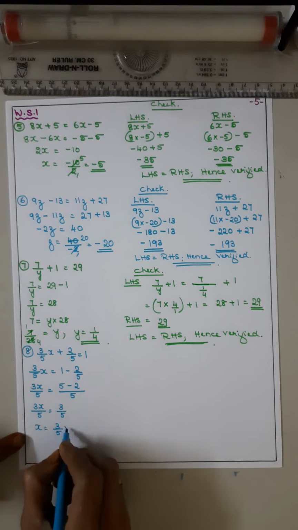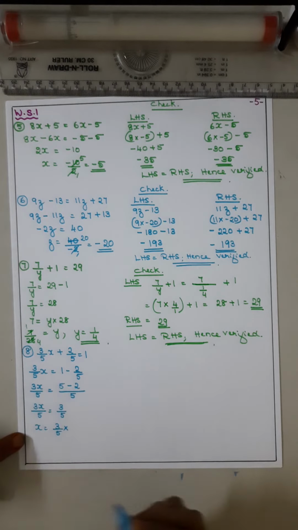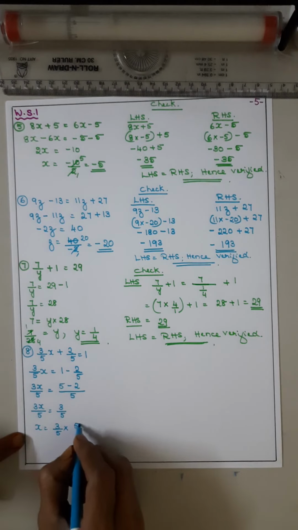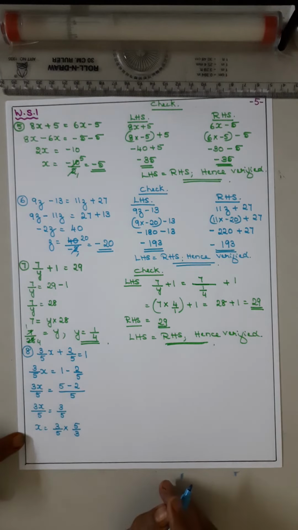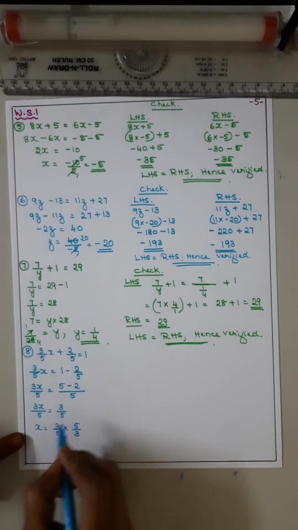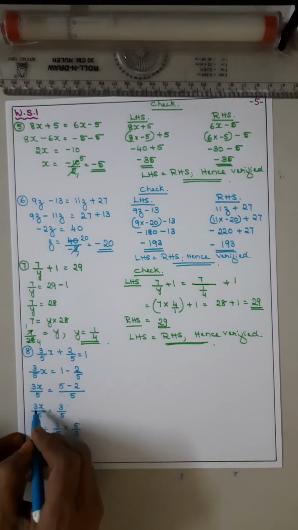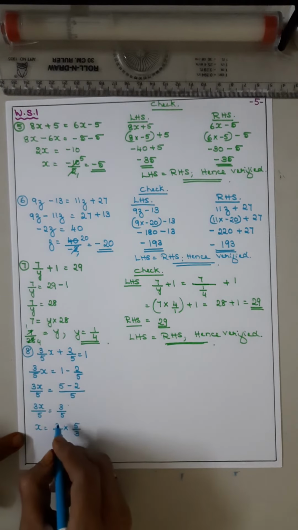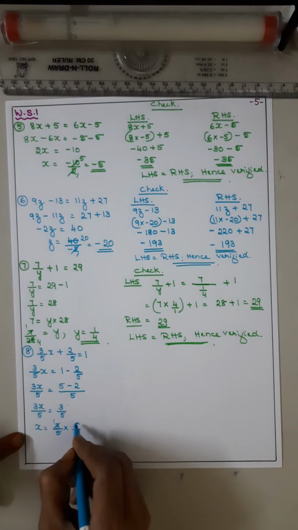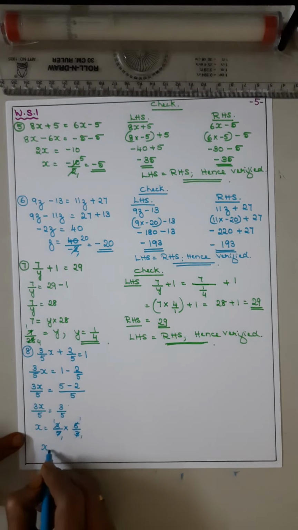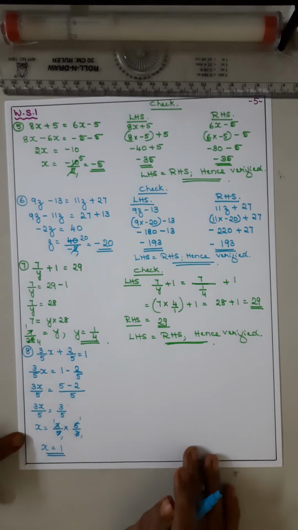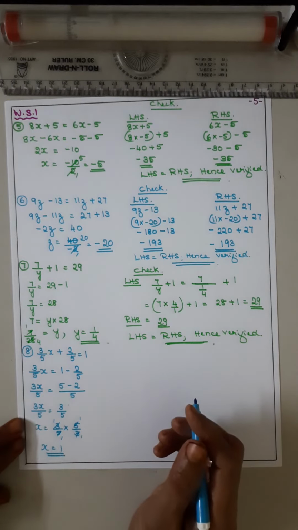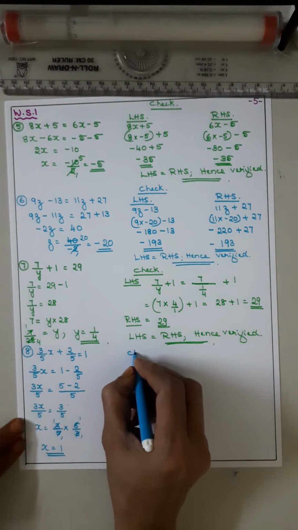Okay, so x is equal to 3/5 into, multiply the reciprocal, so 3/5 becomes 5/3. Right? x is equal to 3/5 into 3/5 becomes 5/3. So 3 ones are 3, 1s are 3, 5 ones are 5, 1s are 5. X is equal to 1.